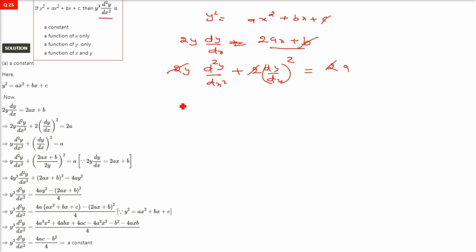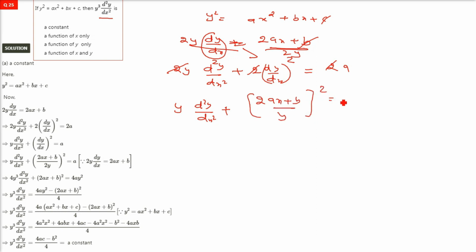Now we are still not done, because we need d2y by dx2 with y cube. So dy by dx we have already done, and dy by dx whole square we want. So this can be replaced. Dy by dx was what? In the second step, dy by dx can be written as 2ax plus b by 2y. So I am replacing now dy by dx as 2ax plus b by 2y, or 2 gets cancelled, sorry. So we have y d2y by dx2 plus, just square it, 2ax plus b by 2y whole square. This is going to be 4y square, and right hand side is going to be a. I'm just replacing, not differentiating.